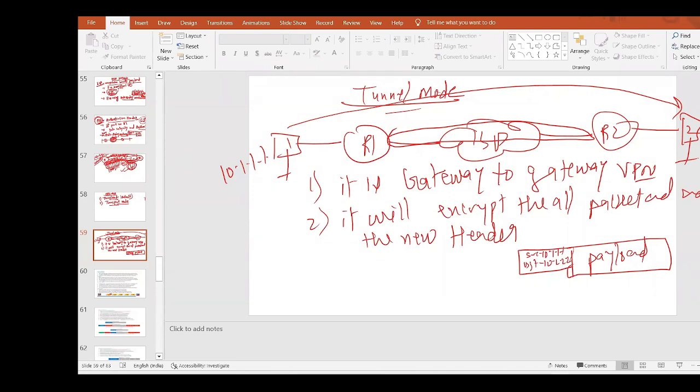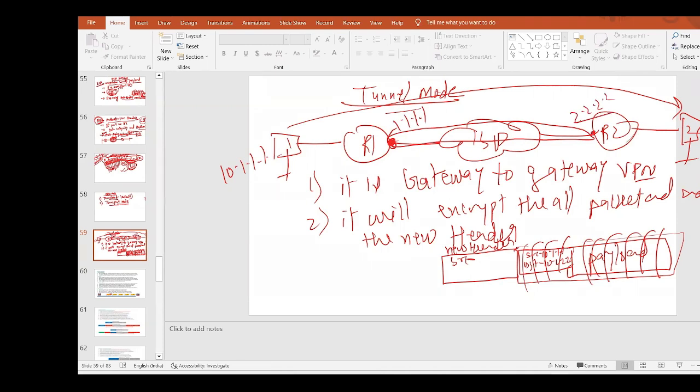What tunnel mode does, it will encrypt all my payload and also the header as well. The full packet. It will encrypt the full packet. And then it will add one new header. This is the new header. I'm typing new header. What is a new header? In the new header, it will give the source IP of the directly connected firewall or router public IP. Like suppose this IP is 1.1.1.1 and this IP is 2.2.2.2.